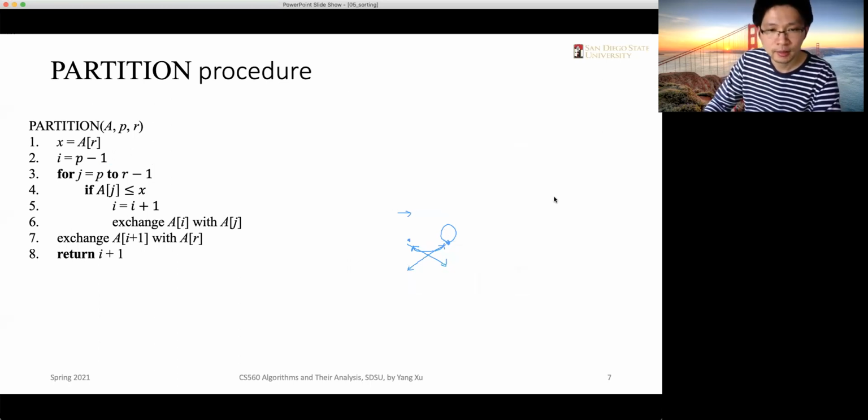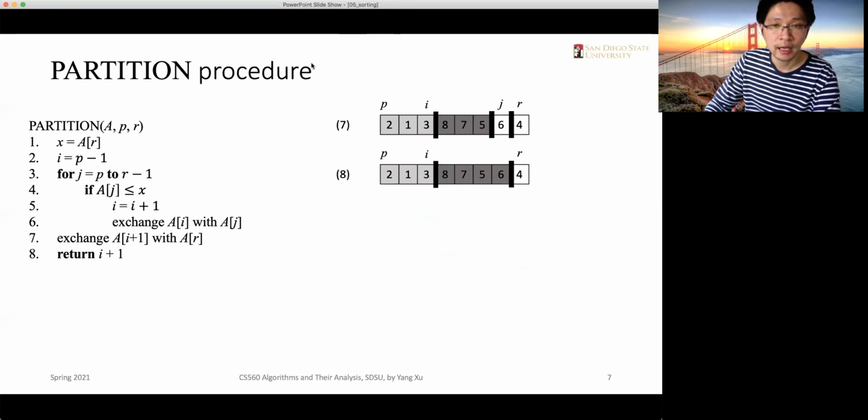Okay, all right. So that is the first couple of iterations, and after the whole step is done, let's look at the last operation. So this is the last iteration where the loop is done, right? After the loop is done, j ends at r minus 1.